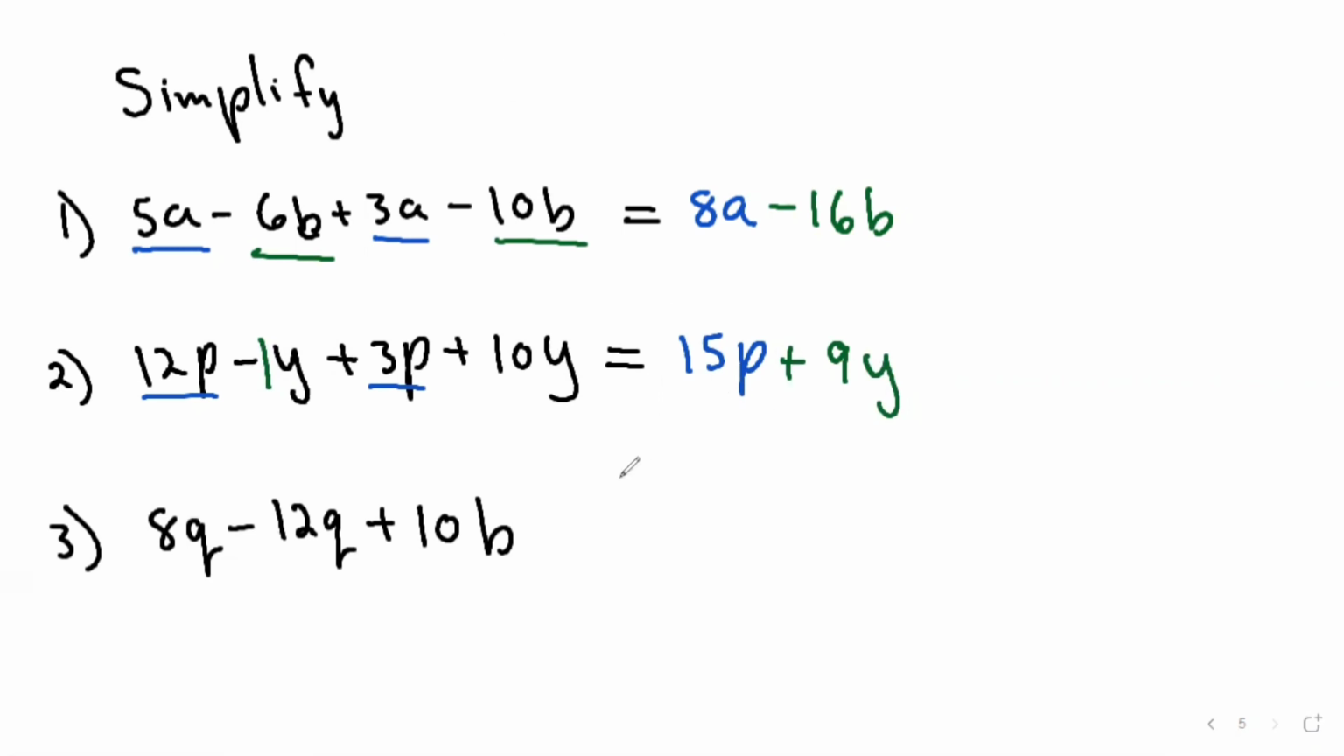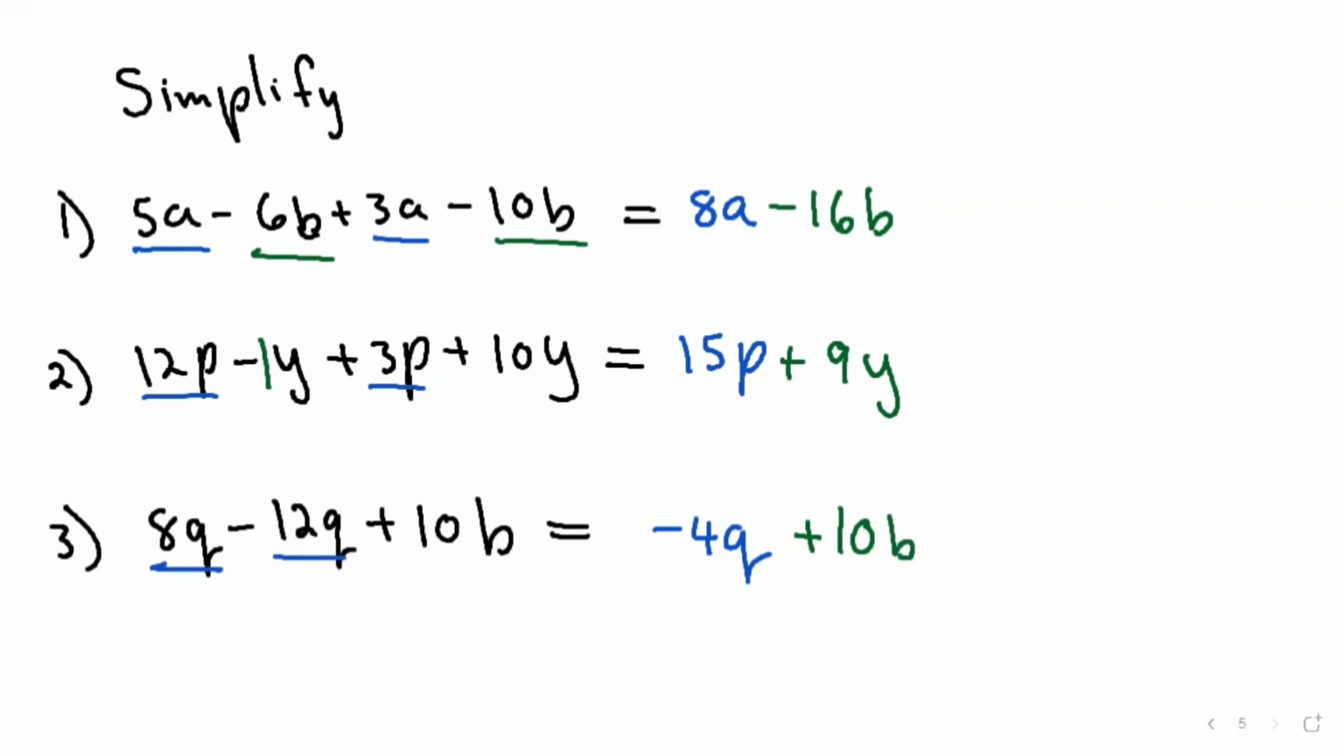And last one, number 3. We have 8q, and we have a q here, so we could see q's present. We could compute these two. Notice this 12q is negative, and this 8q is positive. If the signs are different, we take away the smaller from the bigger, but we keep the sign of the bigger one. So this will be minus 4q. And then the 10b, since there is nothing else to add with it, will just be 10b as it is, plus 10b.